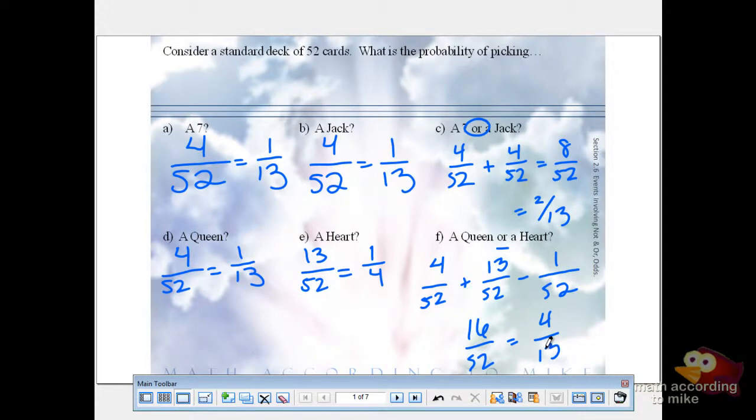Hooray. So when you hear the word or it's implied, then you think addition. However, you have to worry about if there's an overlap, and you just take that overlap out.